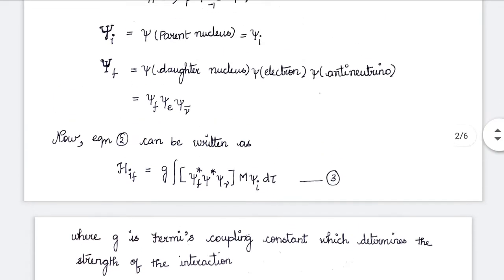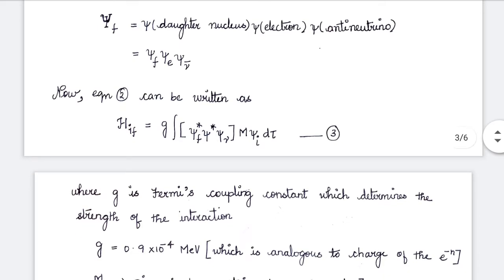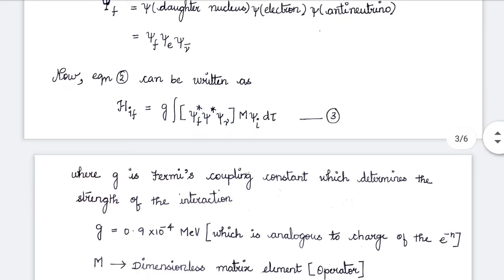So this equation now gets modified. In place of psi f star, we are replacing it, so H_IF is equal to G times the integral of psi f star, psi E star, psi neutrino, into M, into psi I d tau. It is a written error there. In place of psi f star, we have replaced it with psi f star psi E star psi neutrino. So when you take the conjugate for this antineutrino, it becomes a psi neutrino.